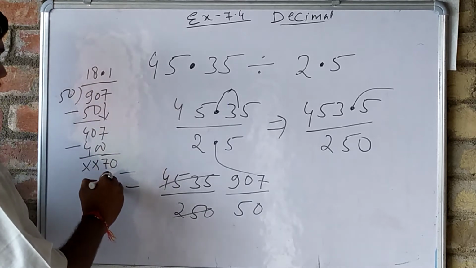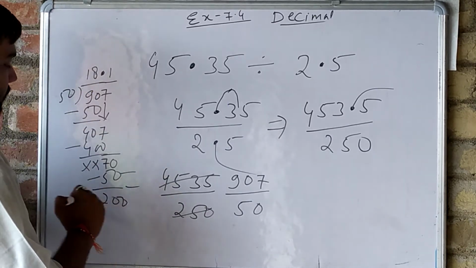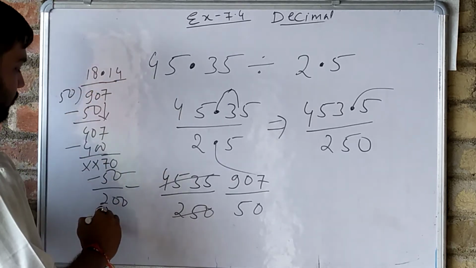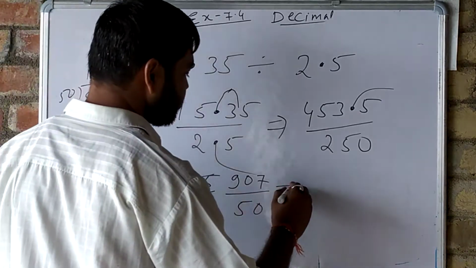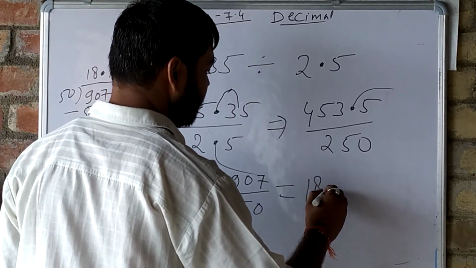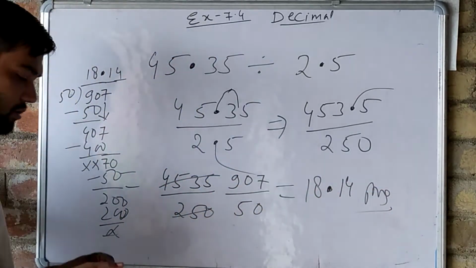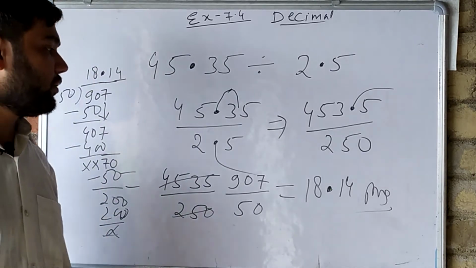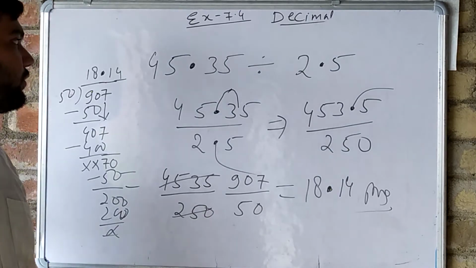50 1s are 50, minus, we will have 20. So we will place a 0, because the decimal is already here. 50 4s are 200. So the answer will be 18.14. This is the answer. So by this method we will solve decimal values and division in decimals.